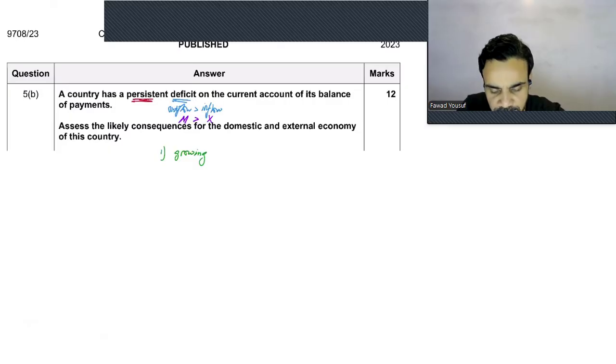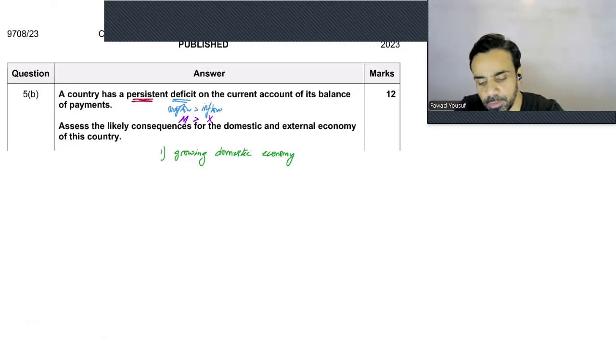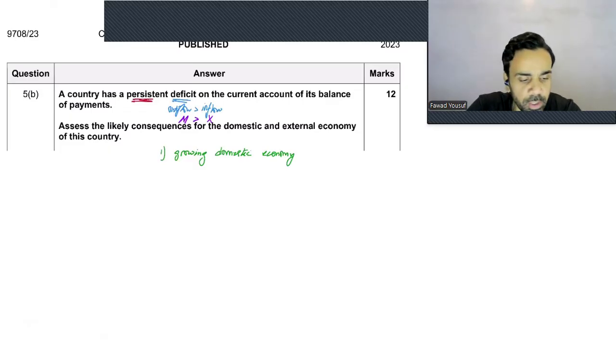whichever country is experiencing a deficit, is going through a growing domestic economy. And I'm sure इसकी मार्किंग स्कीम भी एक दो मिनट में देख लेंगे, but I'm sure उसके अंदर भी यही रीजन होंगे. Because, you know, growing domestic economy. Now, how does this explain? Why do we have a deficit because of this? When a country's economy is growing, chances are that number one, people are making good incomes from selling their goods and services. It's a growing economy.